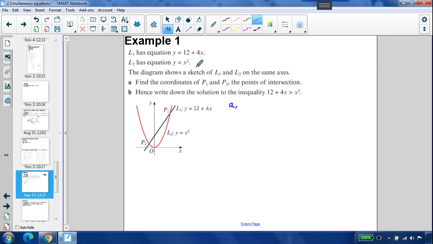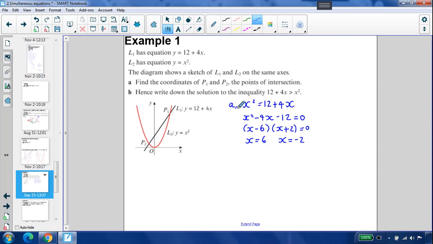Both functions are equal to y, so I'm going to equal them to each other. So x squared is equal to 12 plus 4x. Rearrange so everything's on one side. And I've got this quadratic. Now I'm going to solve this quadratic by factorising, so I'll have x minus 6 and x plus 2. And then I'm going to have x is equal to 6 and x is equal to minus 2.